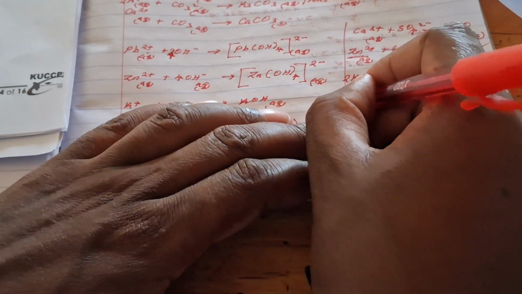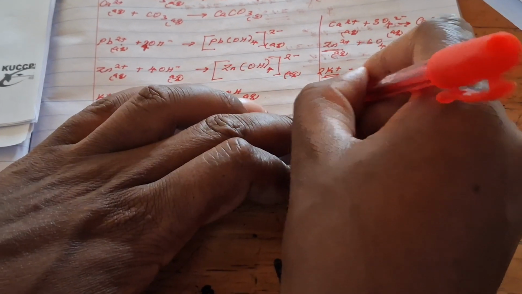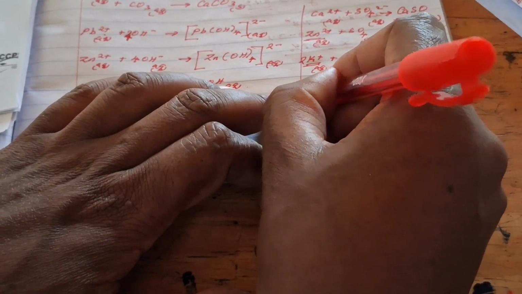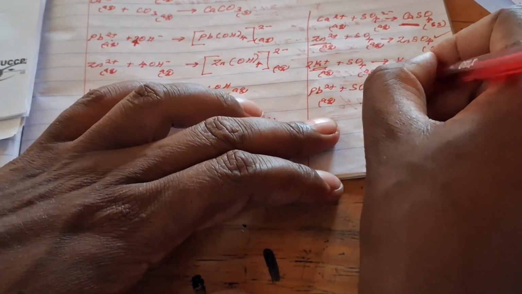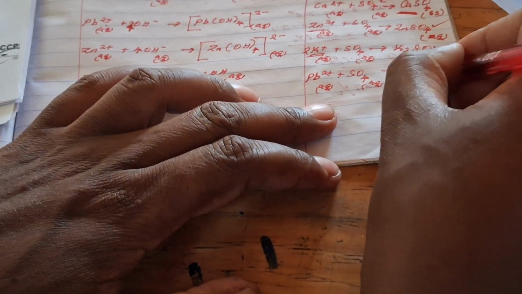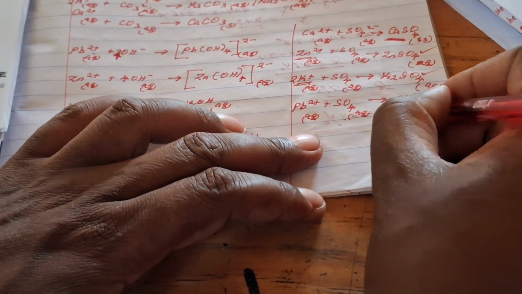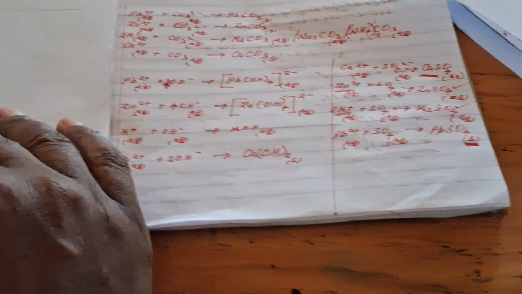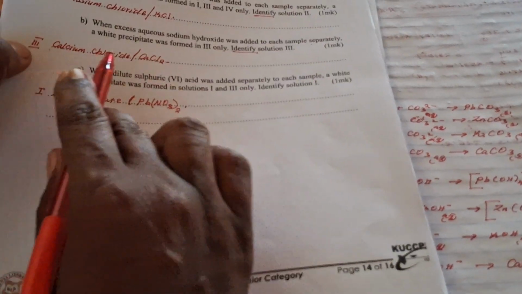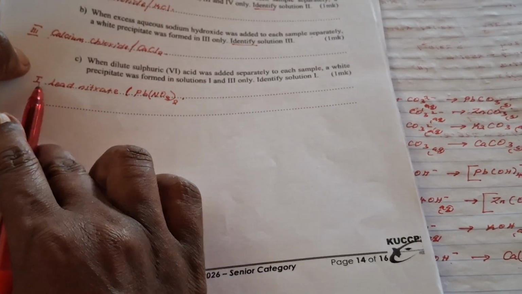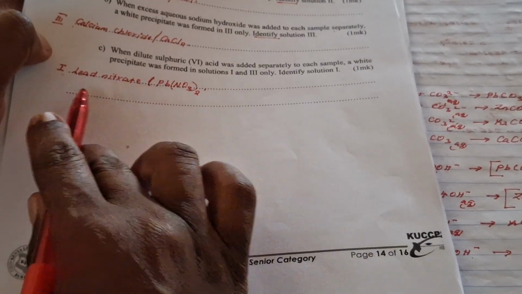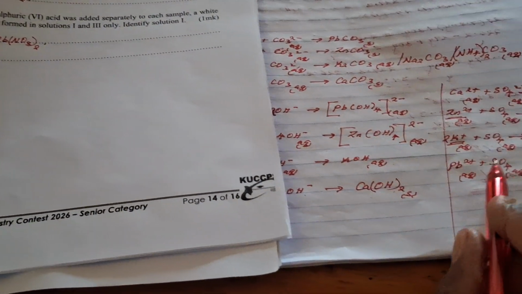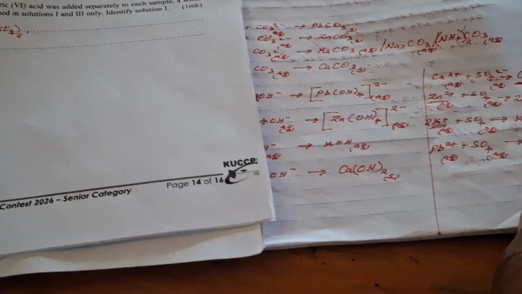Lastly, we have lead. So lead ions will react with sulfate ions in solution to give us lead(II) sulfate. Lead(II) sulfate is insoluble, so it is in solid state. So if already solution 3 is calcium chloride, then solution 1 is lead(II) nitrate, because lead(II) nitrate contains lead(II) ions which react with sulfate ions to form lead(II) sulfate.